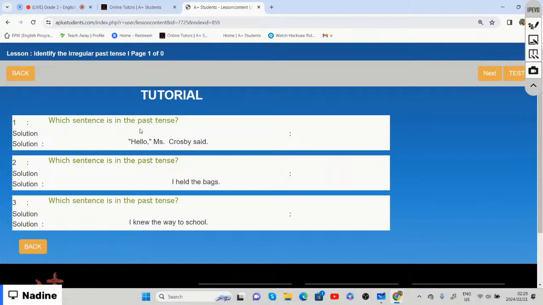And if we look at the sentence, right? Hello, Miss Crosby said. So, hello, Miss Crosby said. If we look at that sentence, which is the past tense? What word in that sentence gives us the indication that it is the past tense? What is our past tense verb within that first sentence? We need to identify the past tense verb.